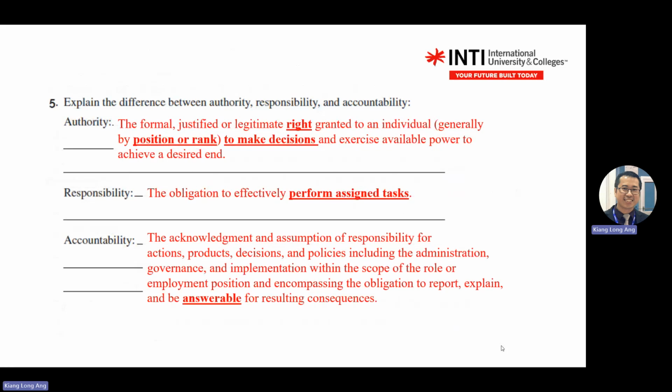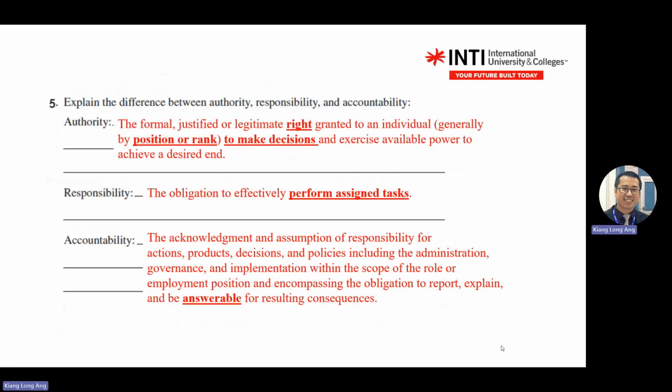Okay, authority is the right to do something and also make decisions. The right to make decisions is authority. Responsibility is you are performing the task. You're doing the task related to the task. Accountability is you are answerable to the consequences, you are answerable to the loss, for example, the loss of the project or consequences.